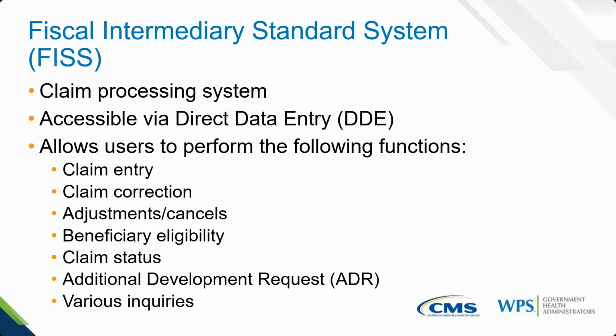Other details that can be obtained is if there's an additional development request that needs to be handled. And the last bullet on here is various inquiries. So there are options on the DDE inquiry menu that will allow you to look up descriptions of revenue codes, HCPCS codes, and diagnosis codes. If there is an error on the claim, it'll be assigned a FISS reason code. And if you don't know what that FISS reason code is for, there's an inquiry screen that will give you an explanation of the edit. And if provider action is needed, it will tell you how to correct your claim.